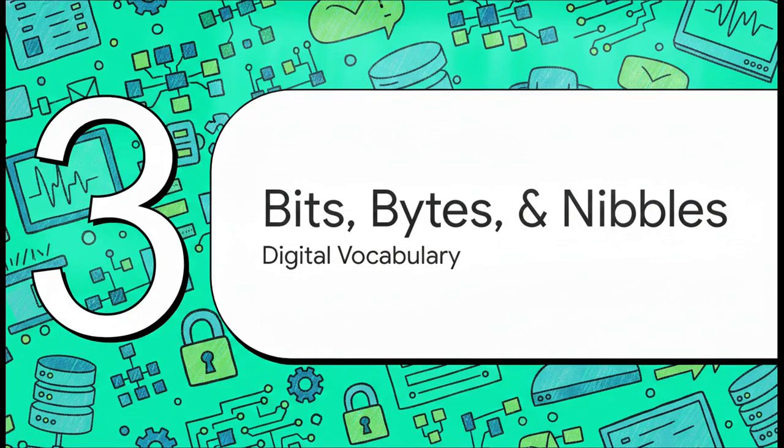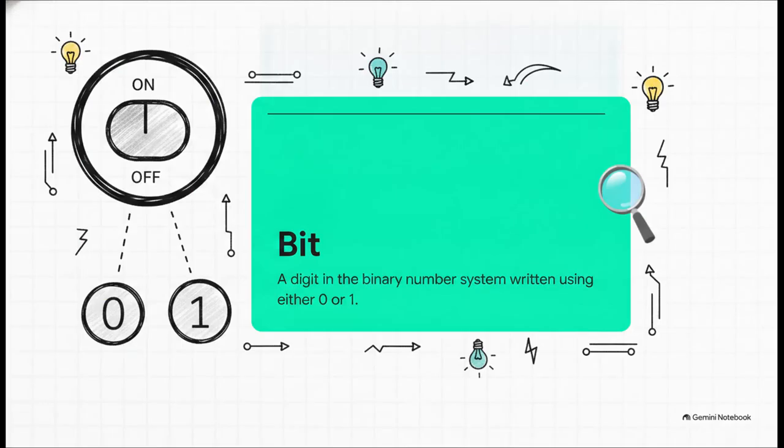Section 3, bits, bytes, and nibbles. Let's run through the digital vocabulary that forms the building blocks of all our data. First up, the bit. This is the absolute smallest unit of data in computing. It's just a single digit in the binary system, meaning it's either a solitary 0 or a solitary 1. This is the direct one-to-one digital version of those physical on and off switches we just talked about.